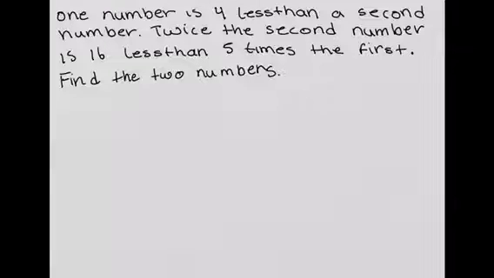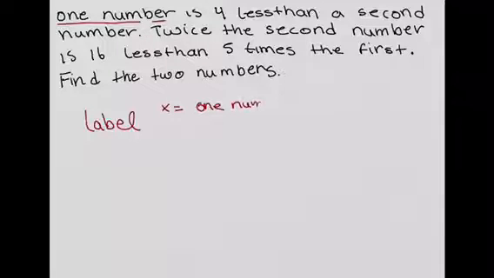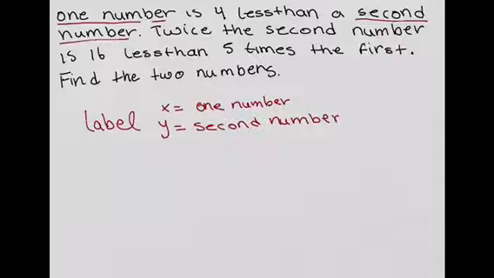So to start, I am going to start by labeling what my x and y will be in the context of this problem. So I'm going to say that x is going to be one number, and then I'm going to say that y is going to be the second number. And this labeling process was my step 1.